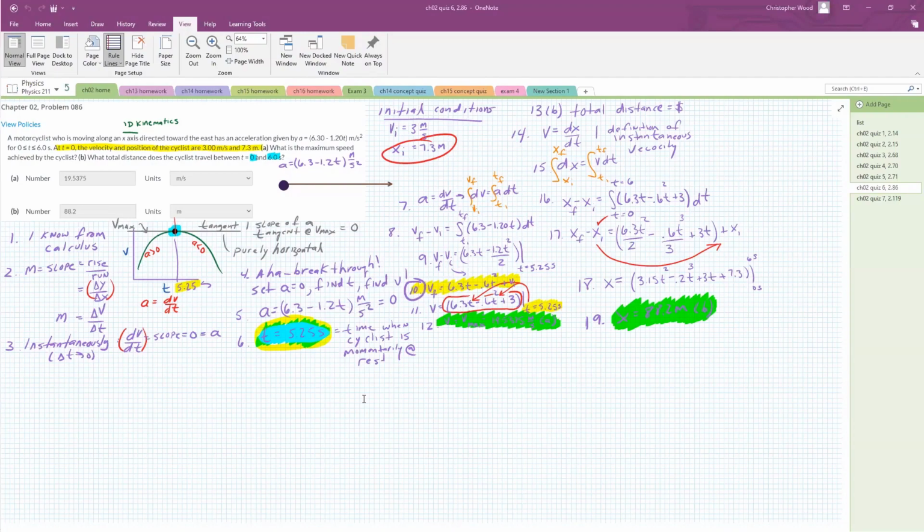Could you explain adding in the 7.3? Because I did what you did at first and didn't add in the meters where he starts, and I got it right. So I want to know if that was just a freak accident or if it could work both ways.